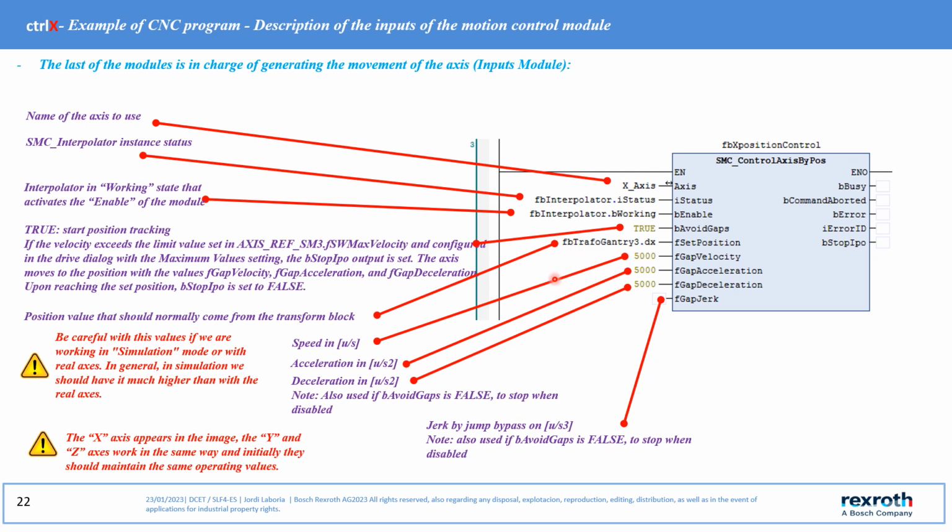All the other values are modifiable, although it is recommended that all the axes operate with the same operating values. The values of speed, acceleration and deceleration must be taken into account according to the operation mode where used, since the behavior in simulation mode is slightly different from the use of real axes.